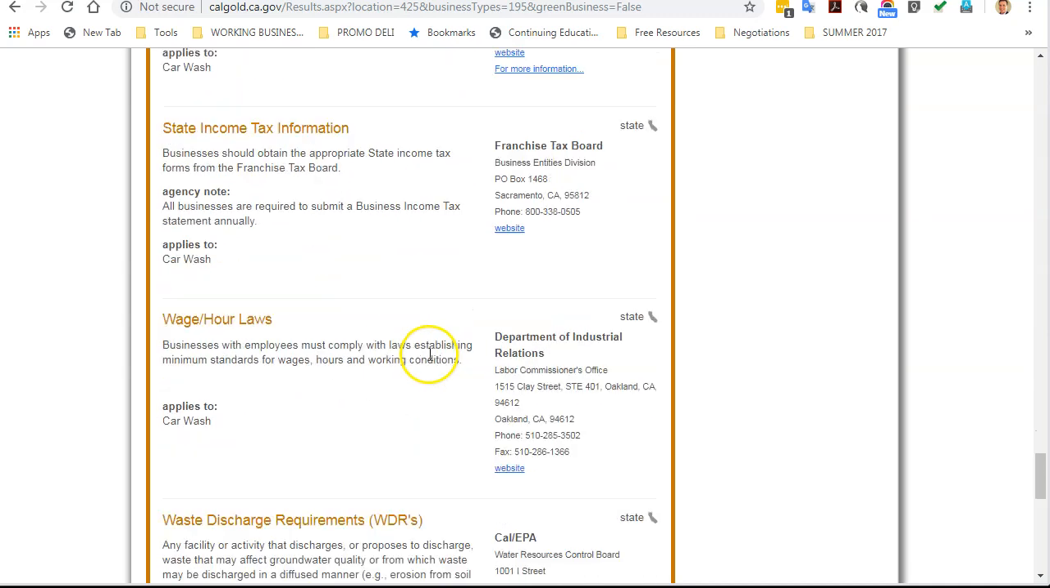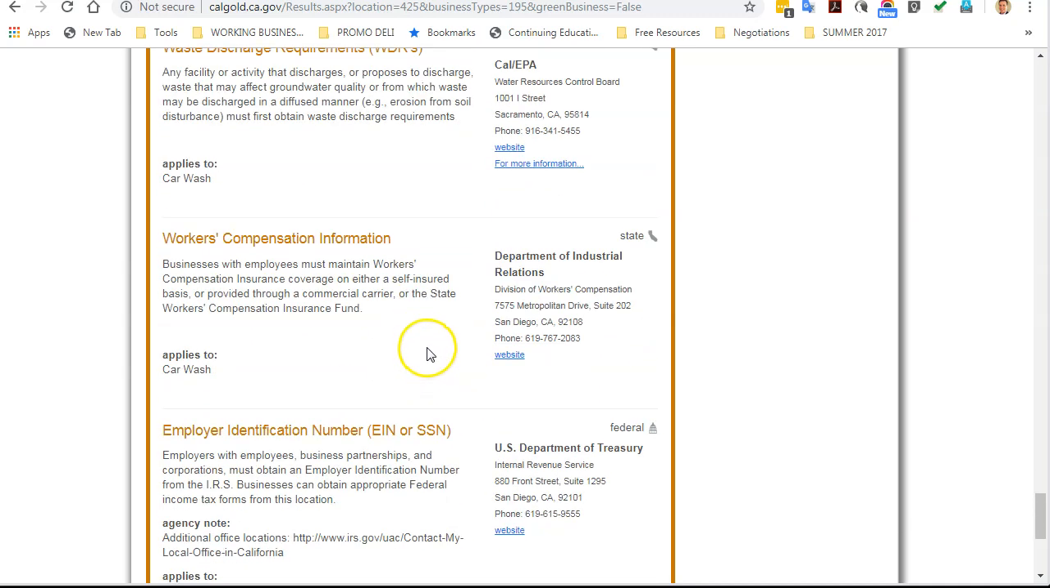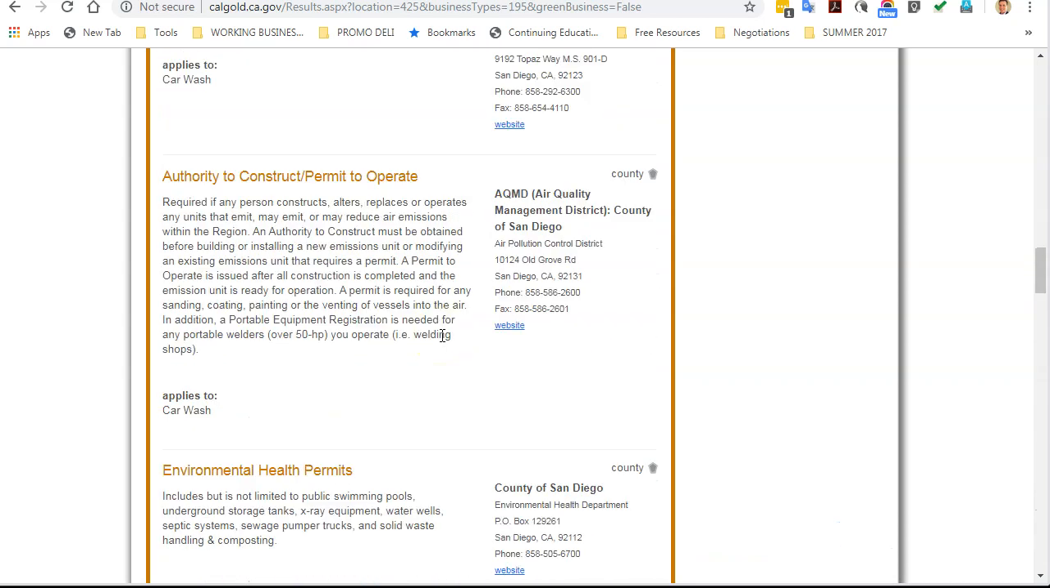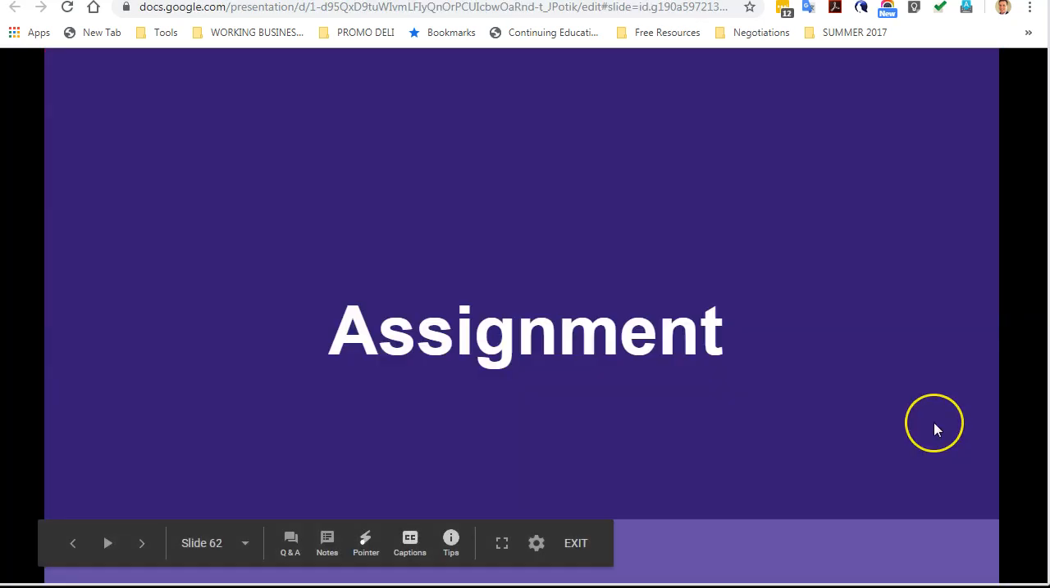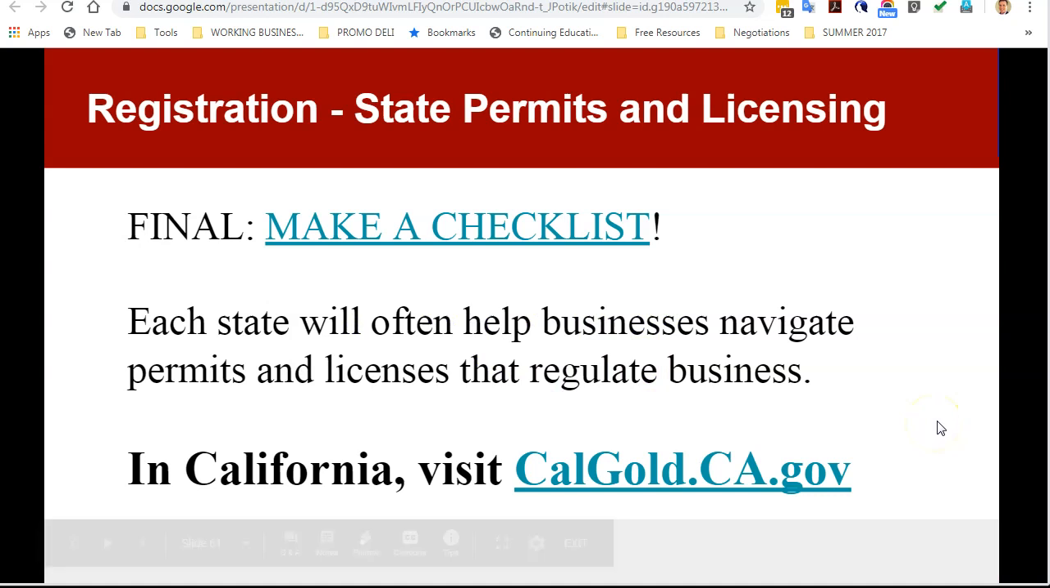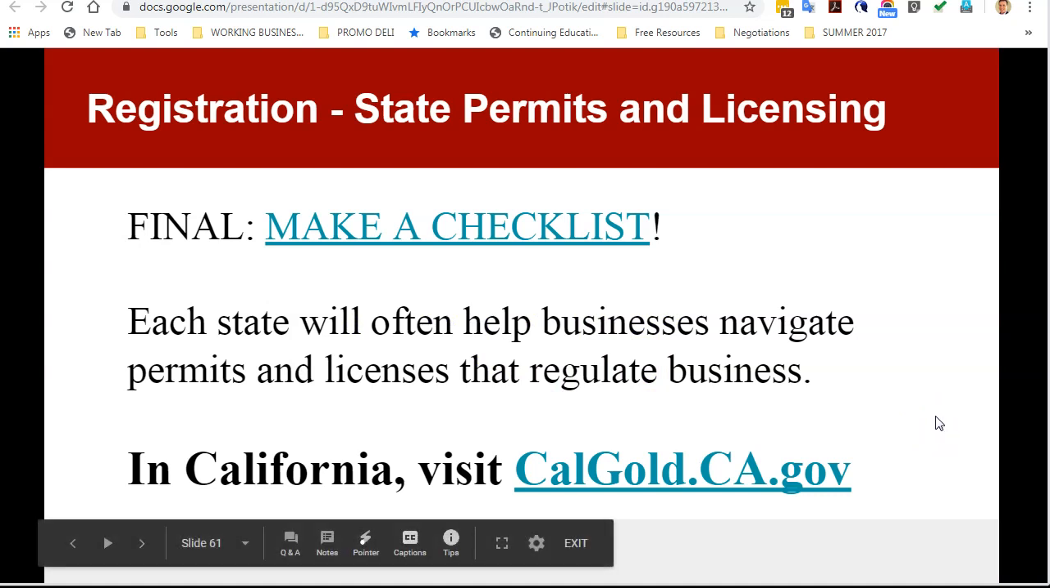A car wash is probably one of the more highly regulated types of businesses, because you're probably going to have employees, you're probably going to have waste, you're probably going to have safety concerns. So this is the type of business where you're going to see a lot more regulation. Going back to this, go to the website and check it out, and this is going to help you the most in creating that checklist. All right? And we'll do the walkthrough of the assignment in a bit.